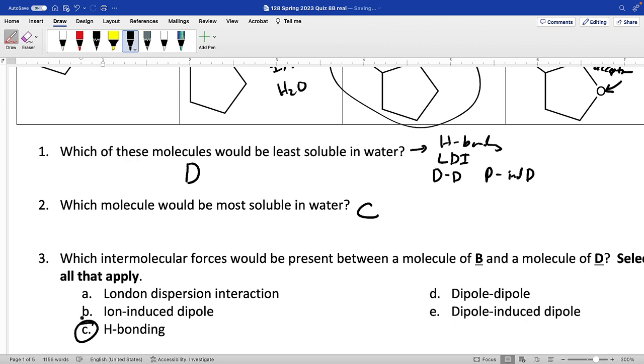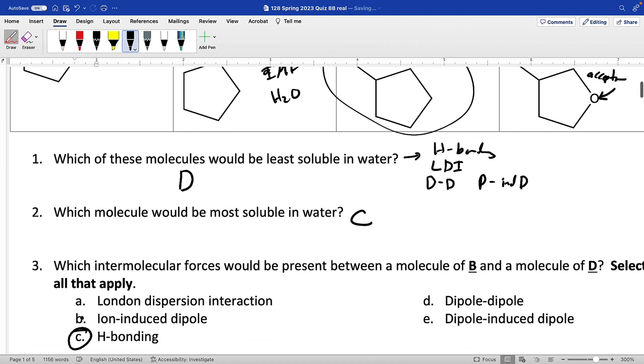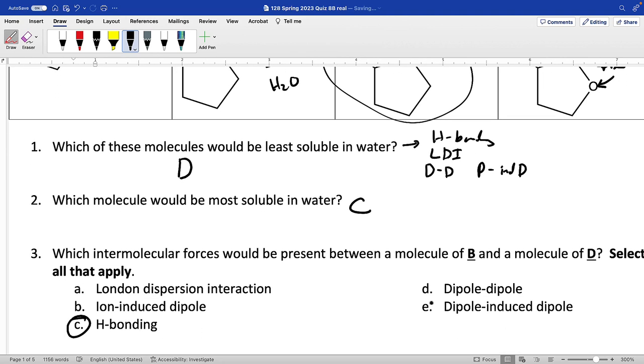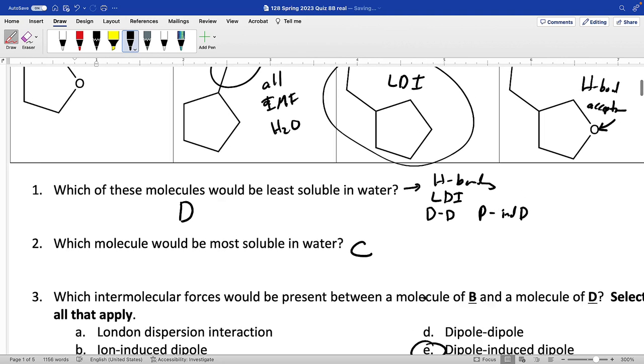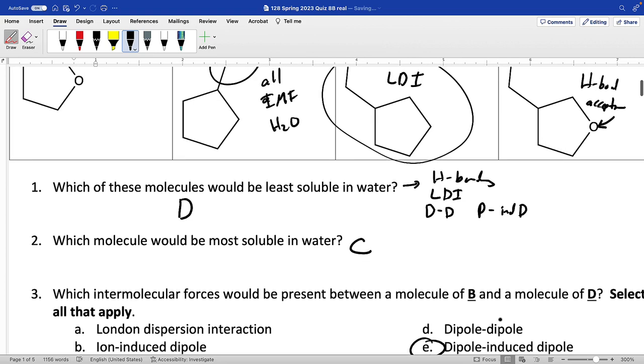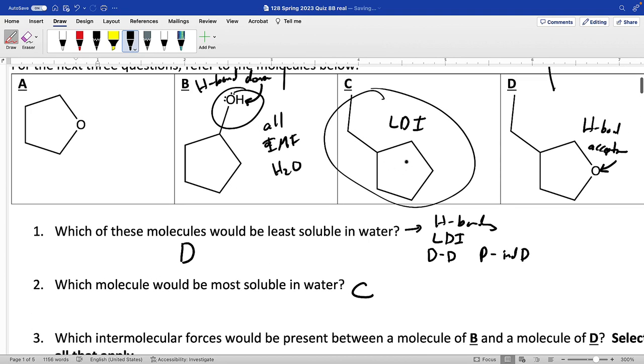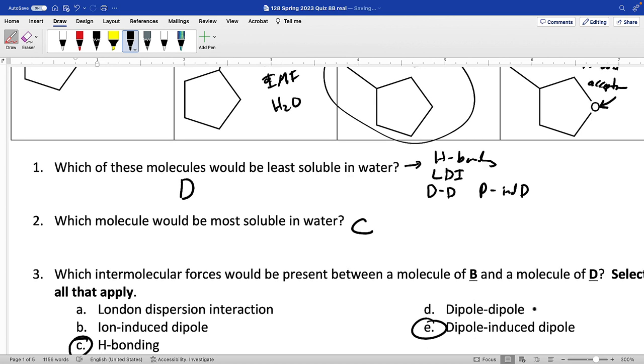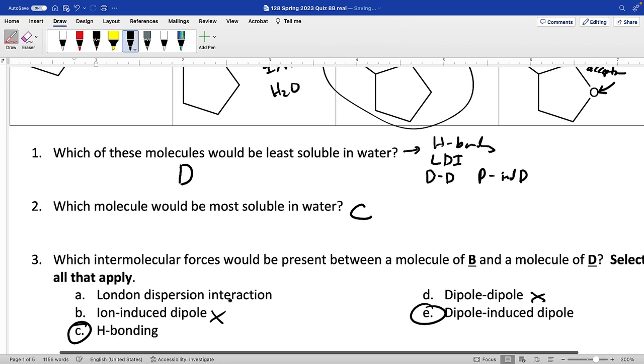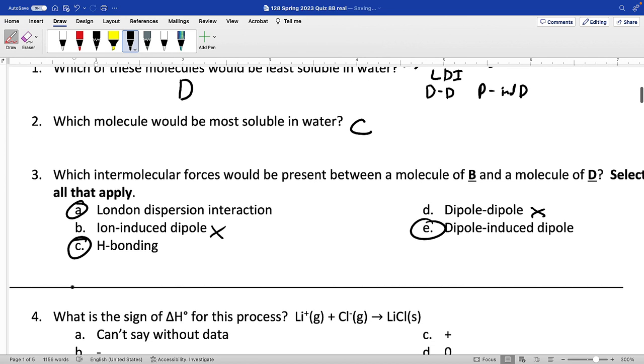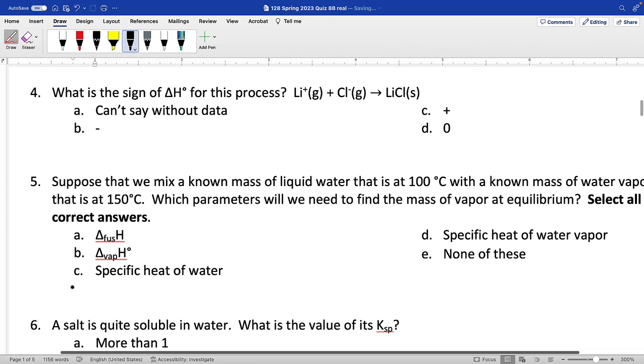The first molecule has a dipole moment and the other one does not, so we have dipole-induced dipole. Because the second one, this hydrocarbon molecule, molecule C, does not have a dipole moment, we can't do dipole-dipole. There's no ions around, so let's get rid of that. We always have London dispersion, so those three would be present between those two molecules.